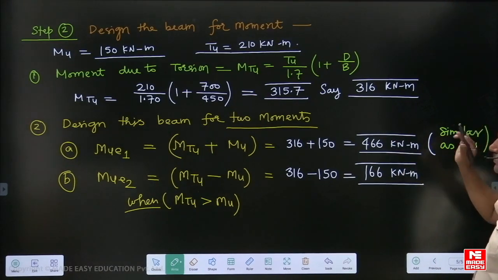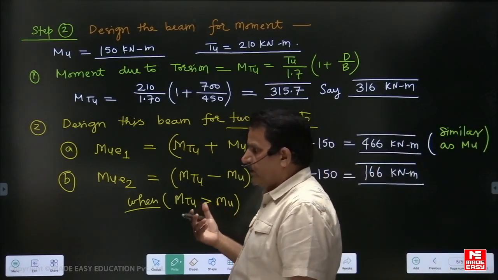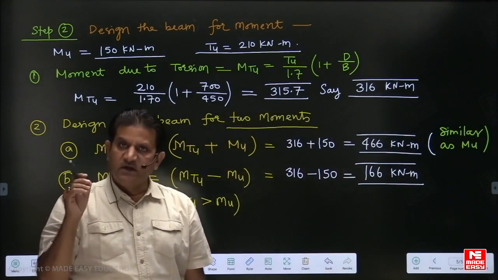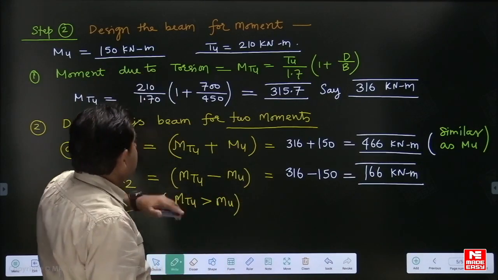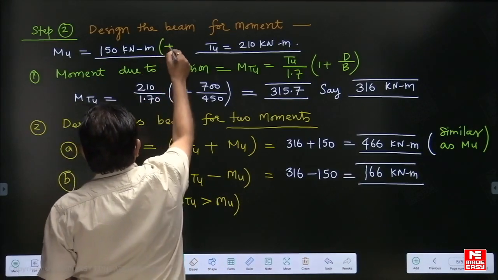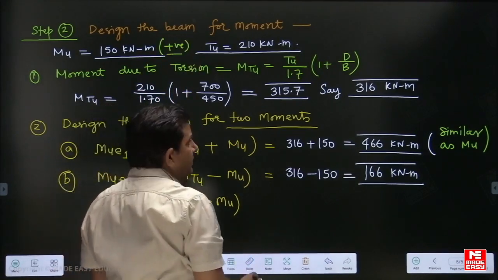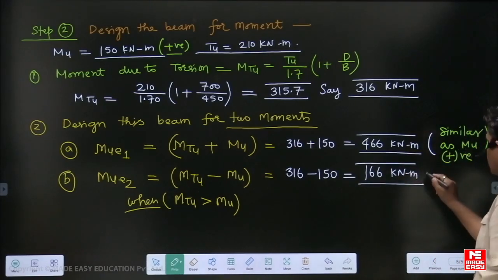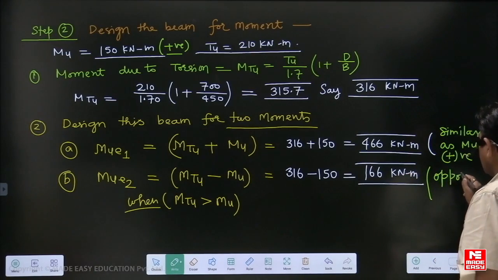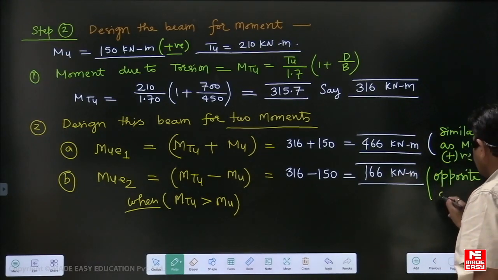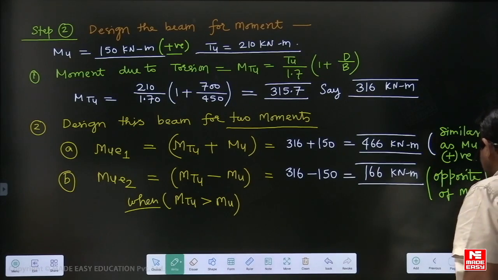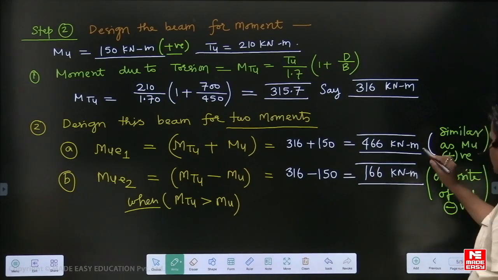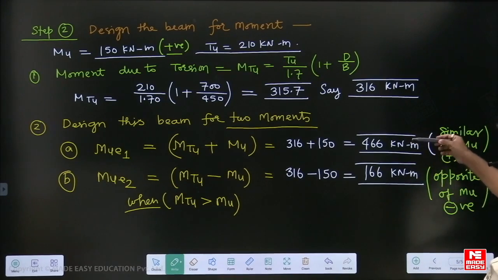Here, suppose it is not given in the question, however we can assume that the given moment Mu equal to 150 is, for example, a positive bending moment, then this 466 will also become a positive bending moment, but this will be the opposite of Mu. This moment is considered as opposite of Mu, so we will consider it as a negative moment. So whatever reinforcement you get, suppose for this you need the reinforcement at bottom, then for this one whatever reinforcement is needed, that will be provided at top.